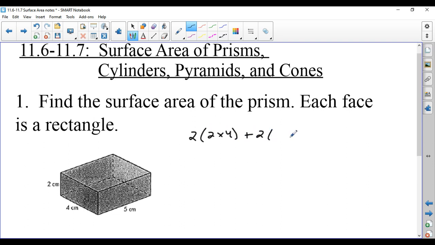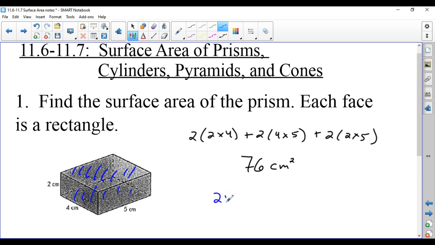We have 2 rectangles that are 4 by 5. And we have 2 rectangles that are 2 by 5. And we can just add all of that together to get the total area of 76 square centimeters. Now, there is a formula for this because what we're doing here is we're adding a base and a base. We have 2 bases. And then we're adding up these 4 rectangles as we go around.